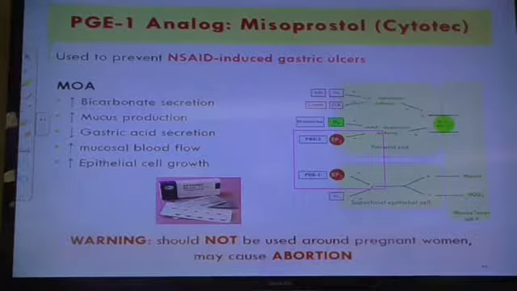The warning for use of PGE analogs is not to use them around pregnant animals, or even the practitioner, because they can cause an abortion.